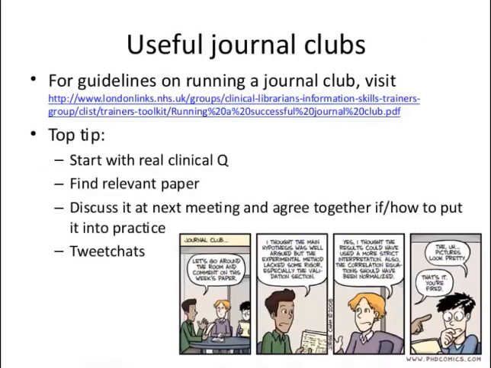Then as a group, you find a relevant paper using the methods we've already covered. Then all agree to read it before the next meeting. Then at the next journal club, you discuss it together and agree if and how you're going to put the findings into practice. If you don't have a journal club in your team, you could start one, or you could join the Twitter ones and find colleagues that way.